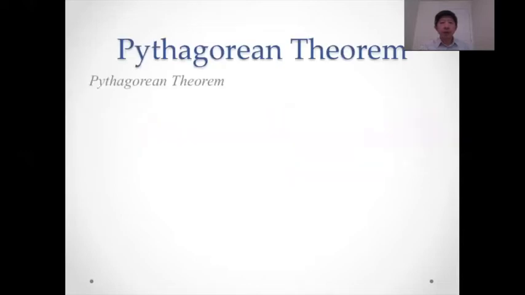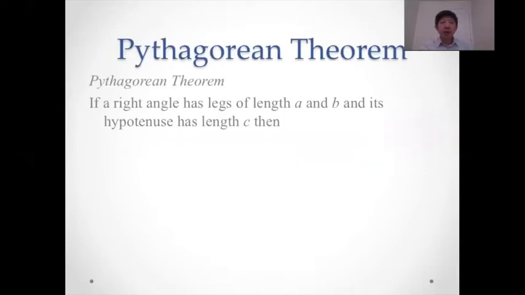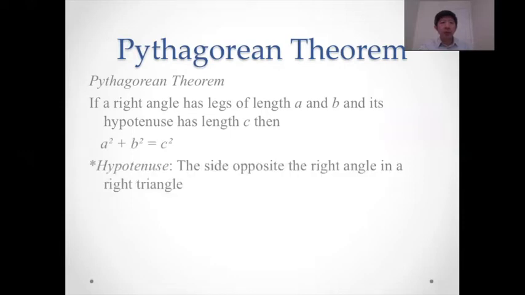Now, here is the theorem, the Pythagorean theorem, all right? So if a right triangle has legs of length a and b, and its hypotenuse has length c, then a square plus b square equals c square. And c is the hypotenuse, okay?